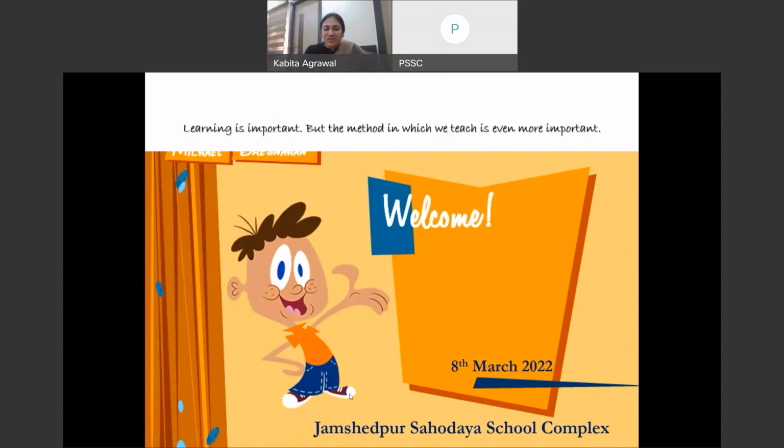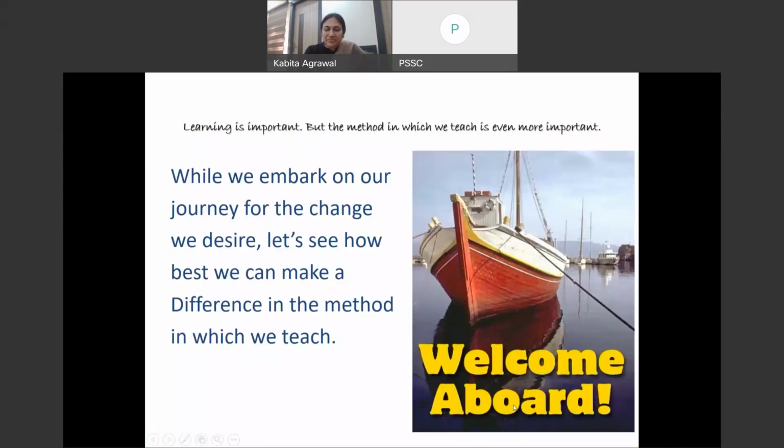I hope you all are looking forward to the session. Welcome once again to this interesting session. As we know, to create any change, we need to see the change, and we need to promise ourselves to bring the change we desire. Today's session is about creating a difference in the methods in which we teach.